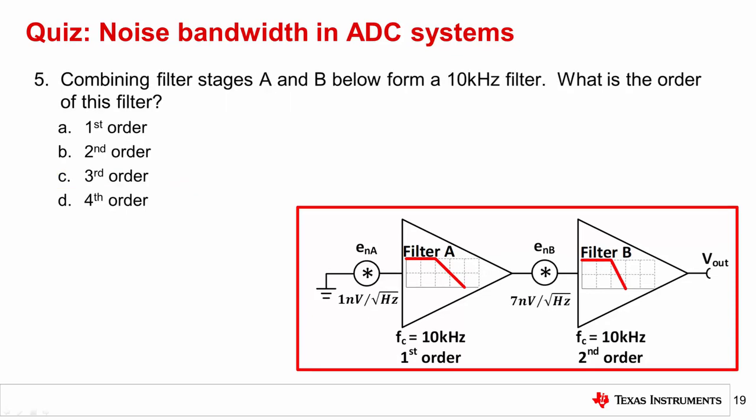Question 5. Combining filter stages A and B below form a 10 kHz filter. What is the order of this filter? The correct answer is C, third order. The general rule here is that if two cascaded filters have approximately the same frequency, the orders will add. Since the cutoff for these filters are both the same, the orders will add. So the first order plus the second order yields a third order filter.